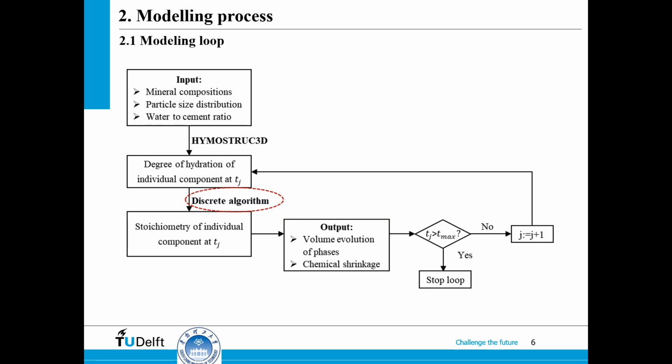This is the modeling flow. First, we have the inputs, including the mineral compositions, the particle size distribution, and water-to-binder ratio, and by using Hammer's 3D model, we can obtain the degree of hydration of the individual components of cement at a certain hydration step. And by using a discrete algorithm we proposed in this study, we can determine the stoichiometry of the individual components at a certain hydration step, which can be used to calculate the outputs such as the volume evolution of phases and the chemical shrinkage.